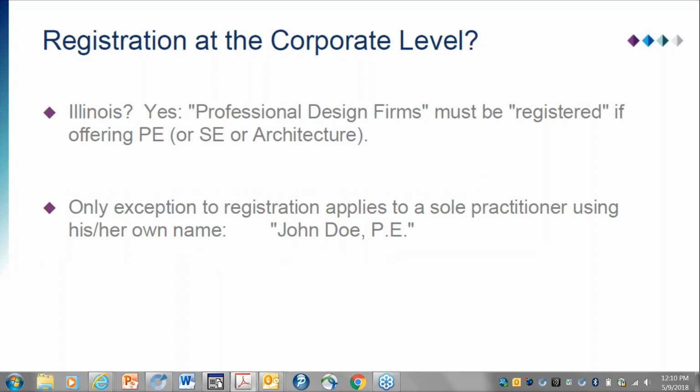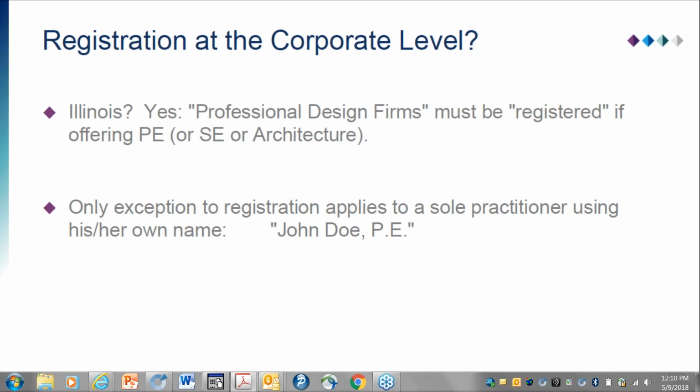One of the questions that always arises is registration at the corporate level. For Illinois, we have businesses that are, quote-unquote, registered. See, Illinois uses both words. Registered as a, quote-unquote, professional design firm. And that's if they are offering professional engineering or structural engineering or architecture or some combination of the three. And the only exception in Illinois about that registration as a professional design firm is when a sole practitioner is using his or her own name, like I've indicated here, John Doe PE.